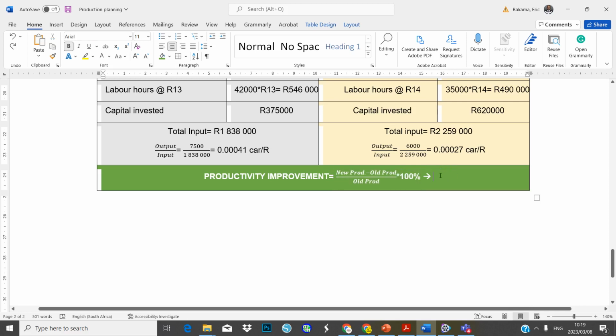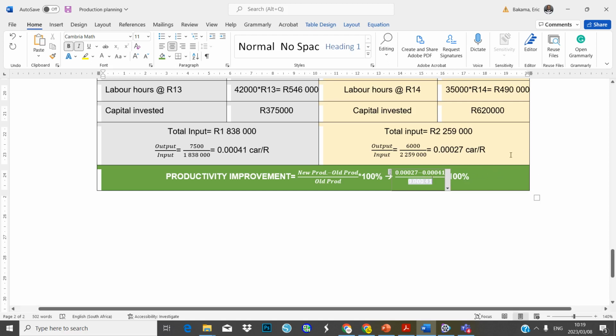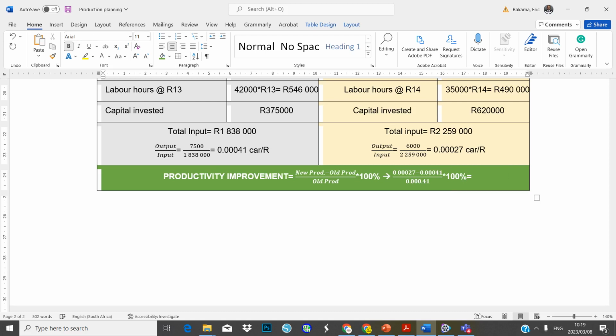So we are looking at the new productivity, which is the one for 2009 in this case, because it is the most recent. And in 2009, we got 0,00027. The old productivity is 0,00041, actually 0,12341, and then we'll multiply by 100, and we'll be able to find out what is happening.